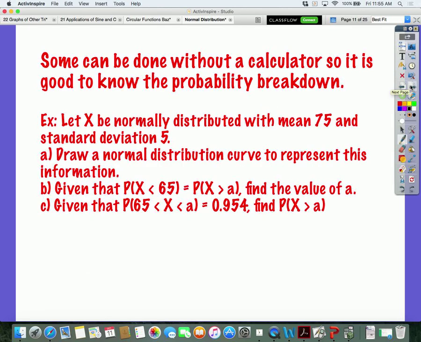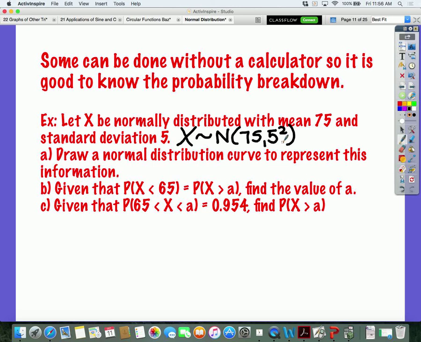Like I said, it's good to know the breakdown because they can ask you without a calculator. So here's an example of that. It said let x be normally distributed with a mean of 75 and a standard deviation of 5. If it's normally distributed, they could write it like this out in words, or they could show you in the symbols, which will look like this. Or they could even say 25. You just have to know that you have to take the square root of it.